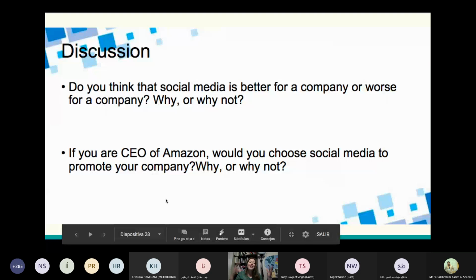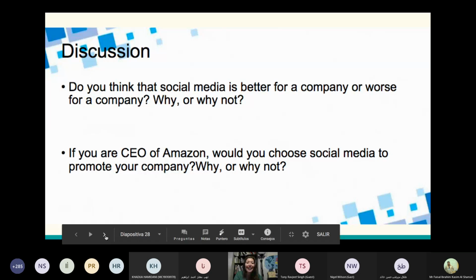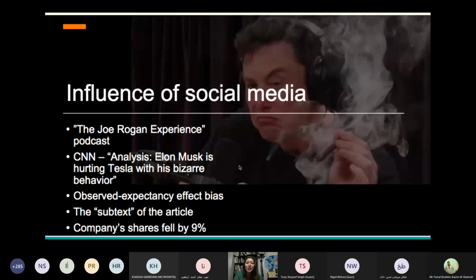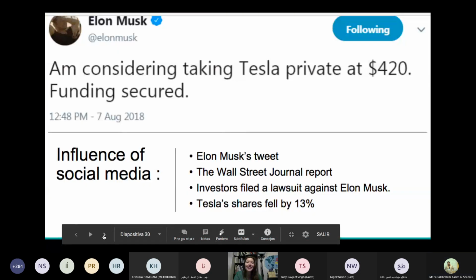And again, these are very shortened snapshots of the slides of presentations. These are not the presentations in their entirety. And then finally, there was one where my students looked at how Tesla is represented on social media. So they used CNN and a podcast. They looked at the subtext.